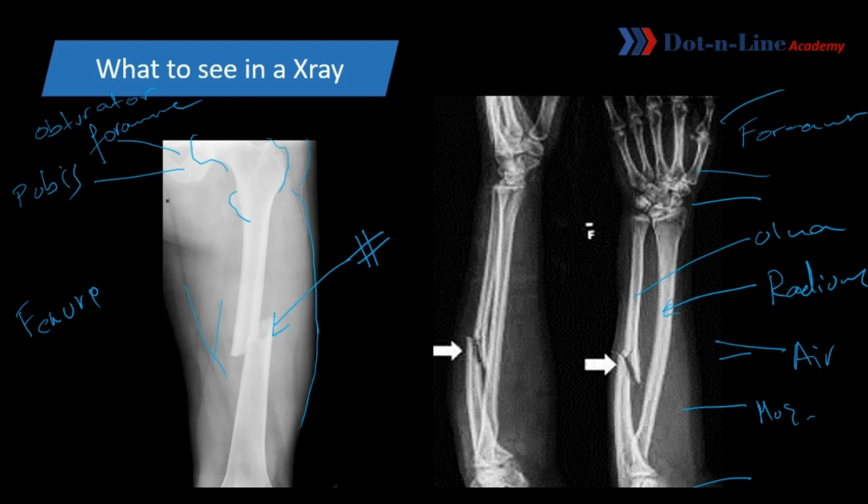Okay, so here you see that ulna is fractured. Okay, fracture of ulna, and specifically the shaft of ulna is fractured. So you have to relate the anatomy that you see in the X-ray with the default anatomy, and then you find the anatomical errors. Okay, they're called the pathologies.